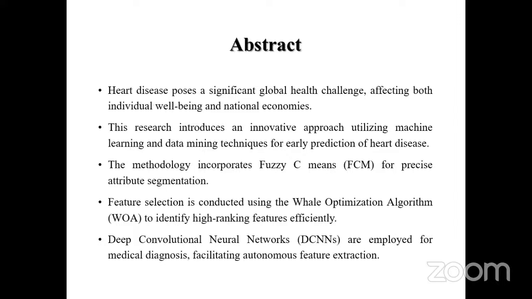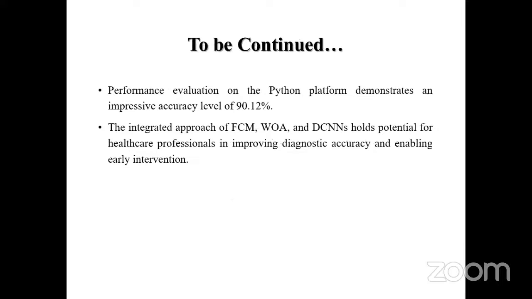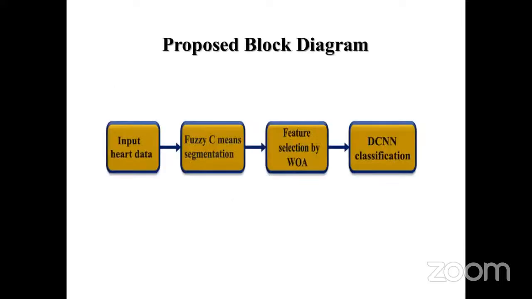So my main abstract for predicting heart disease: the methodology incorporates, as I mentioned previously, the fuzzy C-means algorithm, and also feature selection with the whale optimization, and the deep neural network. So this is my proposed work.